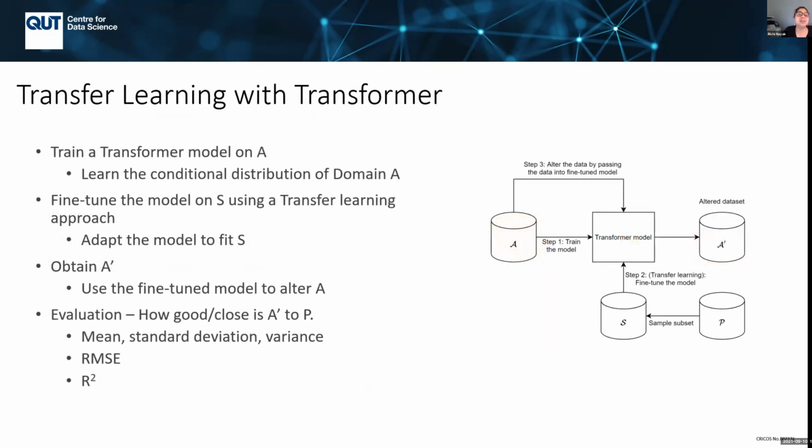The transformer model learns the conditional distribution of domain A. It doesn't have to be labeled or unlabeled; we learn the conditional probabilities of A. Then we fine tune this transformer model with the data set S. By doing this transfer learning from A to S, it catches the features of the data set S. And then we further fine tune this model with A, and then we get this adjusted data set.